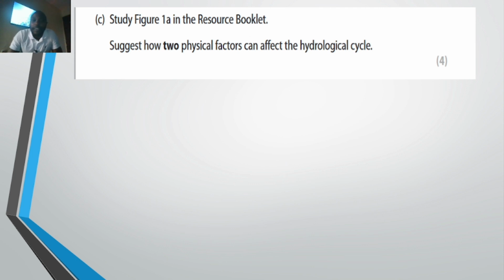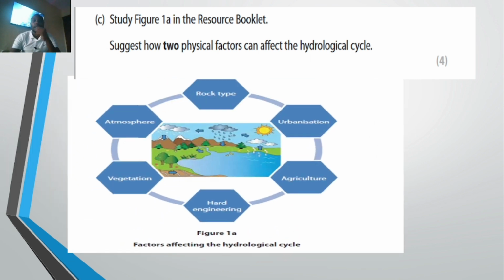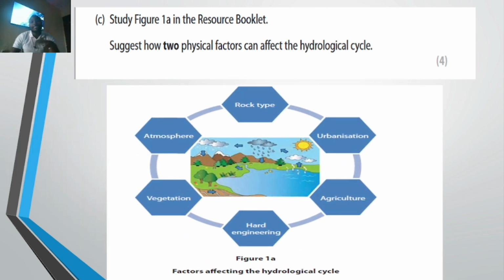Suggest how two physical factors can affect the hydrological cycle. And we're told to study Figure 1A in the resource booklet. We suggest two physical factors. Remember, in the other part, we talked about the human factors. We looked at deforestation and also urbanization. Remember, those are human factors. But now we talk about physical factors that affect the hydrological cycle. What do you mean? Now look at that. These are the general factors that affect hydrological cycles.